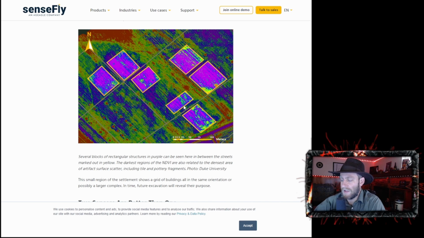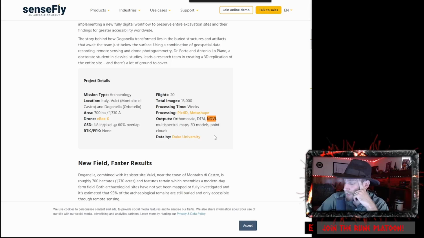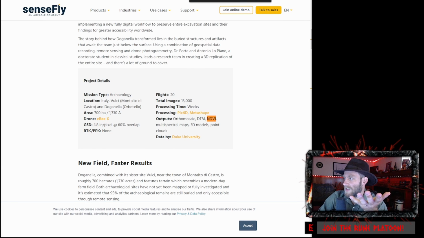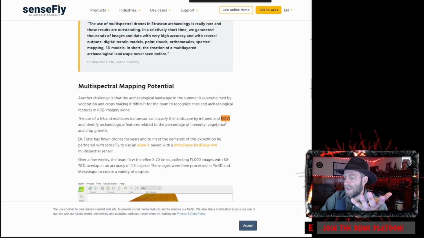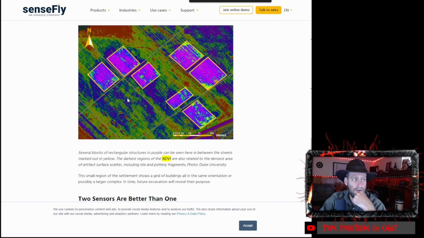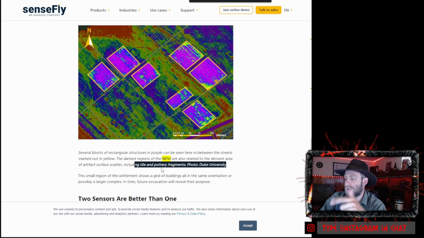And looking through these images, this is the NDVI. I don't remember what the acronym itself specifically stands for because I haven't worked with NDVI before. But it is in the same band as infrared, which also coincides with artifact locations. So looking at these spots where the soil looks particularly dense, where the ground surface is dense, also lines up with densest areas of artifact scatter, which include tile and pottery fragments.